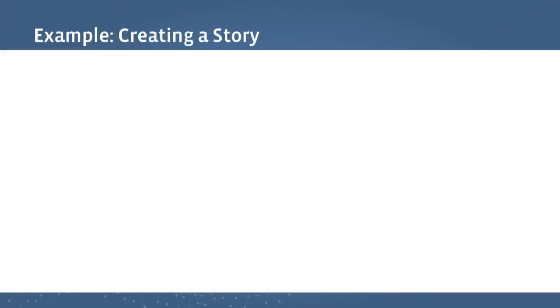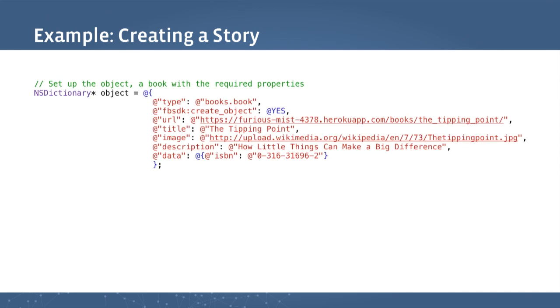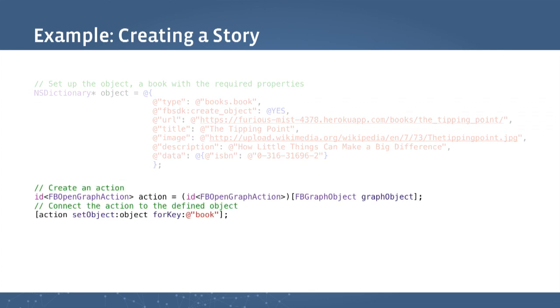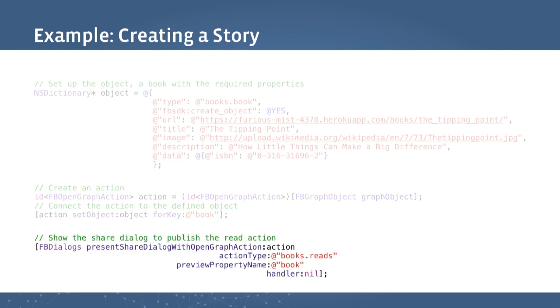And for the story that you create, I'm going to show you Objective-C code right now. The first thing you do is you create an object, which defines what your book is. The second step is you tie that object to an action, so you connect the read to the object. And then you actually do the publishing using the FBDialogs class, presentShareDialog with Open Graph action. Those are the 3 key steps that you need to do. With a few lines of code, you're able to use the ShareDialog to tell a story.